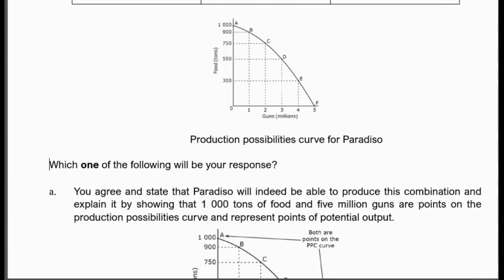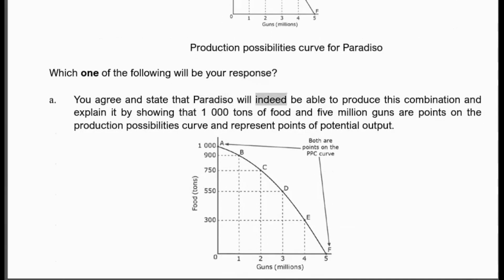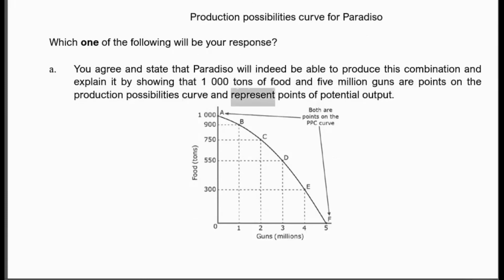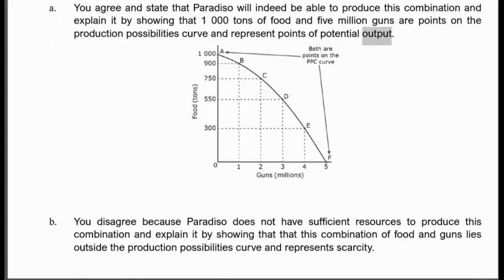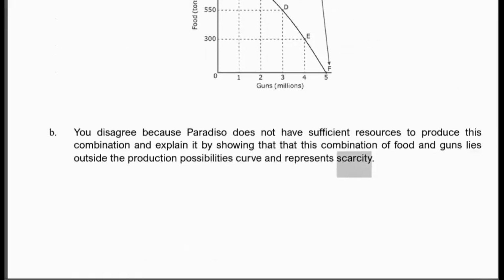Which one of the following will be your response? You agree and state that Paradiso will indeed be able to produce this combination and explain it by showing that 1,000 tons of food and 5 million guns are points on the production possibilities curve and represent points of potential output. You disagree because Paradiso does not have sufficient resources to produce this combination and explain it by showing that this combination of food and guns lies outside the production possibilities curve and represents scarcity.